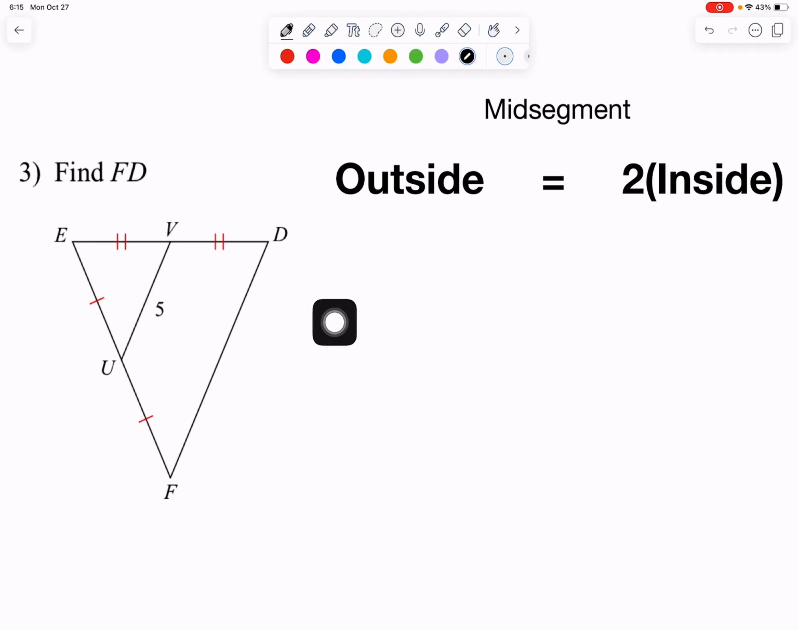And I'm stuck in the mid-segment with you. Yes, we are talking mid-segment. Oh, we have one tick and one tick. What does that tell us? It tells us that EU is the same length as UF, and two tick tells us that EV is the same length as VD.